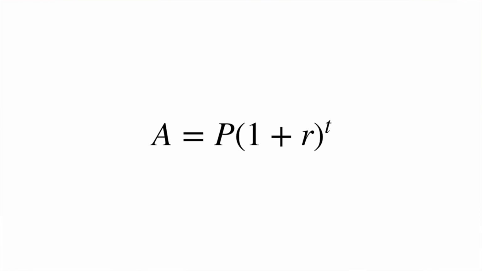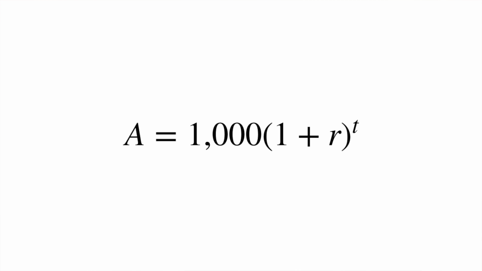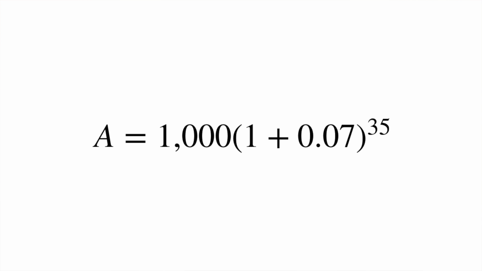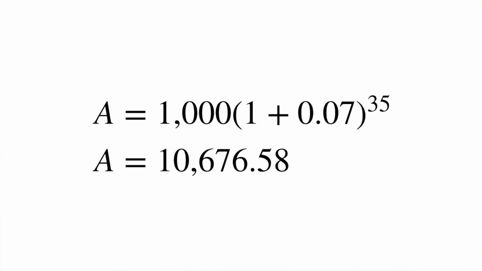So if you were to invest $1,000 at the age of 25, while getting a return of 7% annually after being adjusted for inflation for the next 35 years, when you turn 60, you would have $10,676 in your bank account. And that's how you turn $1,000 into 10 grand, or in this case, a little bit more than 10 grand.